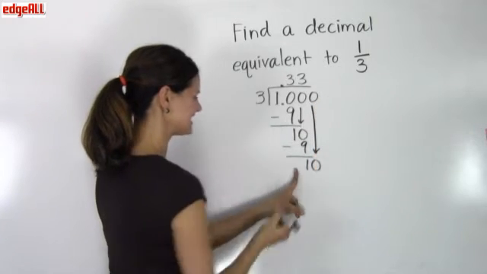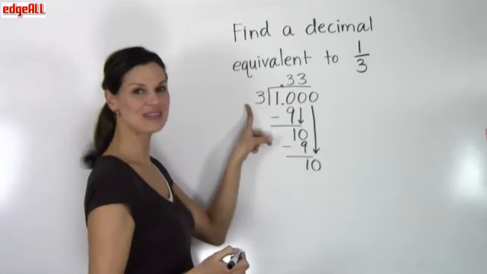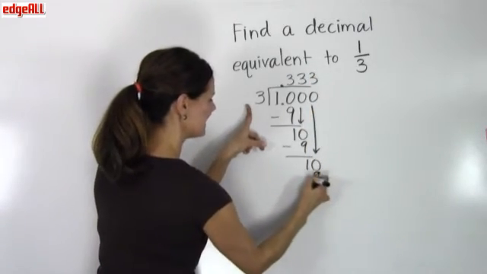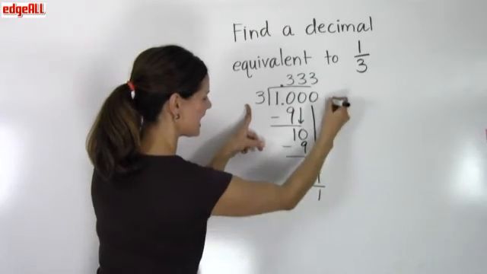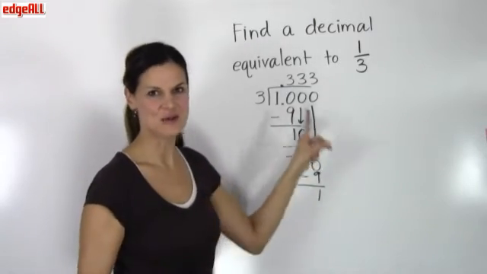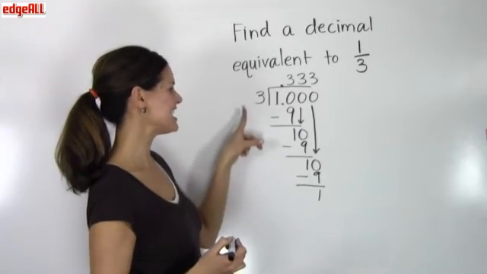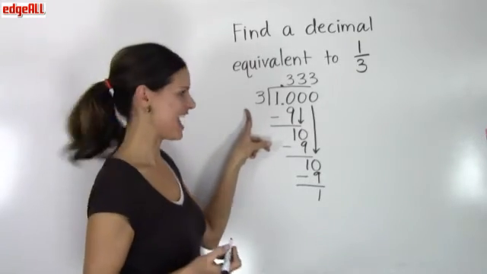Let's see what happens. I'm at 10 divided by 3 again, which equals 3. And 3 times 3 equals 9. 10 minus 9 is 1. And as you can see, this pattern is going to repeat over and over and over again. And you can see that this division never ends.